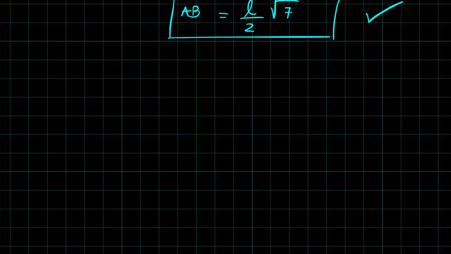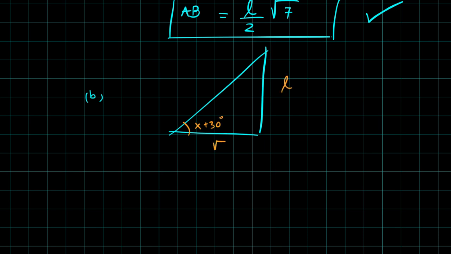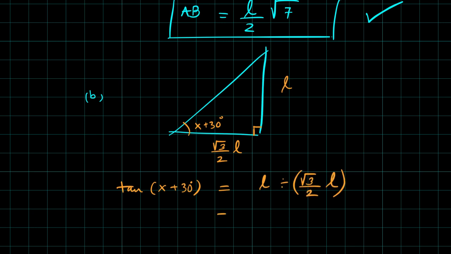So now if I work out part B, I'll say that this is a right angle triangle. This angle over here is x plus 30 degrees. This length is L and this length is root 3 over 2L, and this is a 90-degree angle. So therefore I'll write tangent of x plus 30 degrees is opposite divided by adjacent, that is L divided by root 3 over 2L. This is L multiplying with 2, and root 3L goes down.